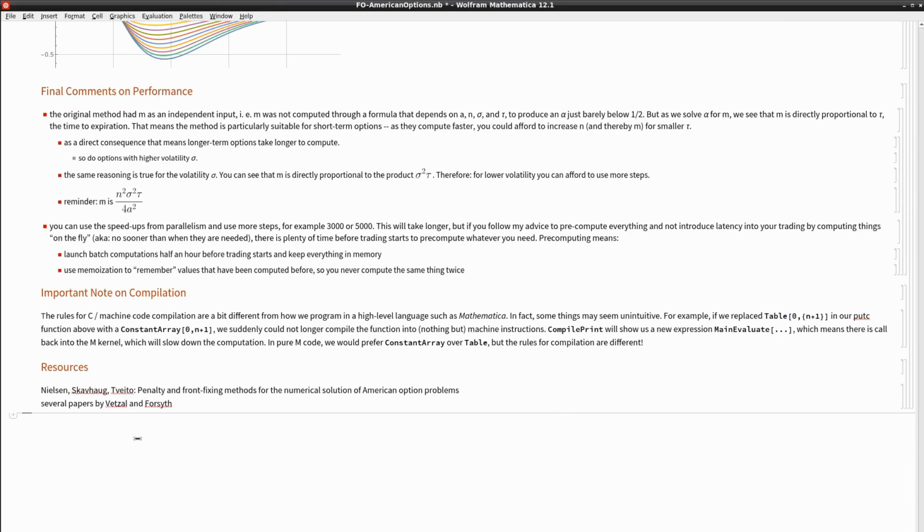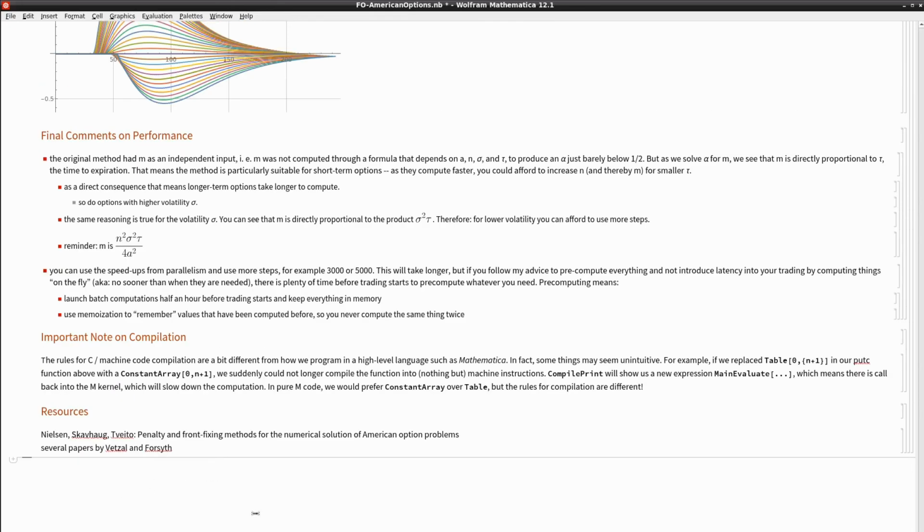Okay, that brings me at the end of my talk. Here are resources for the penalty method that I have presented.